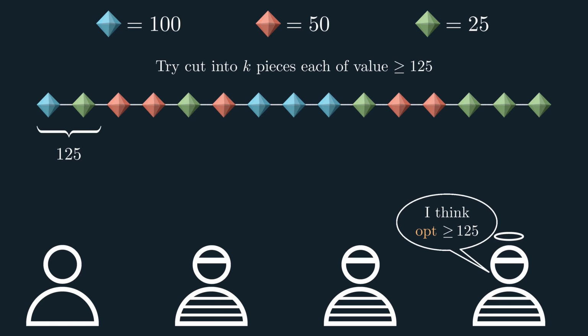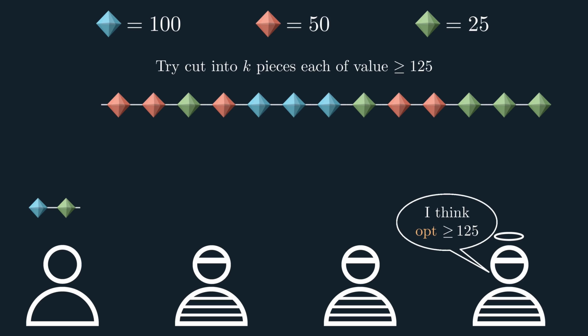So, if it's possible to cut the necklace into k parts where each piece has a value of at least 125, then this greedy method is able to find such a partition. Once we have made the first cut, we are left with a smaller necklace, and now we have to divide it into k-1 pieces.